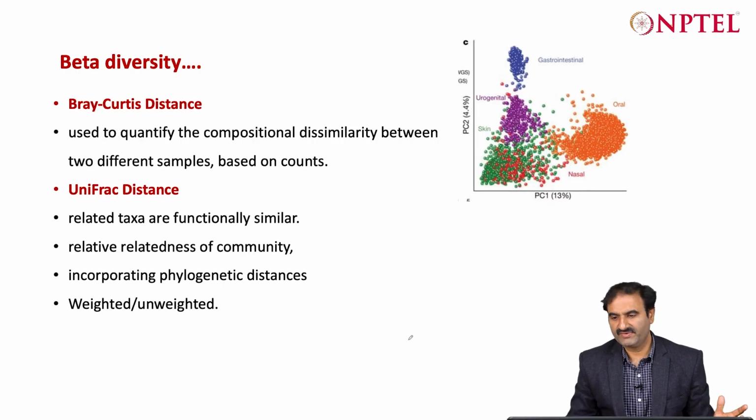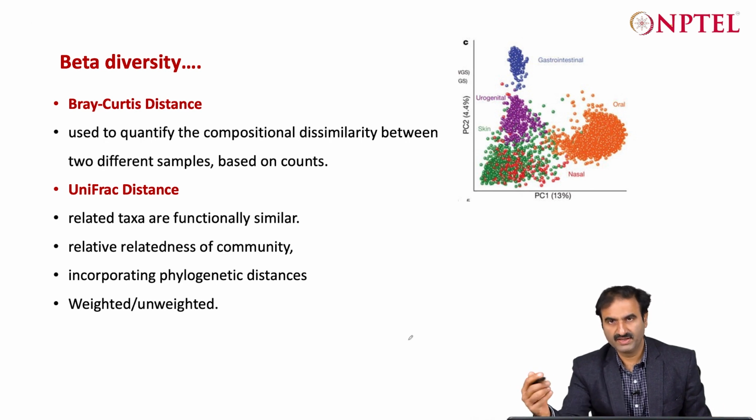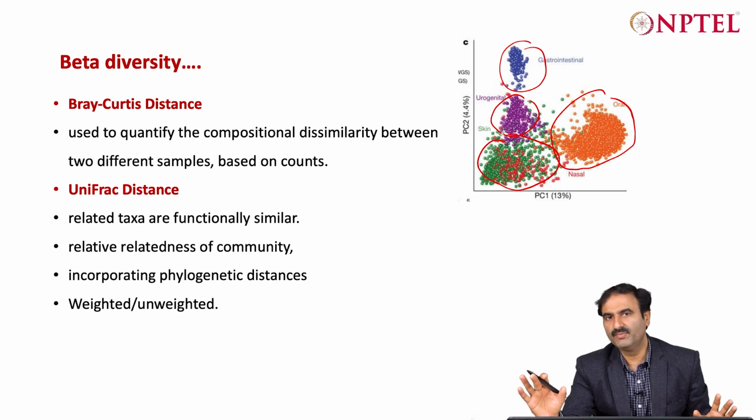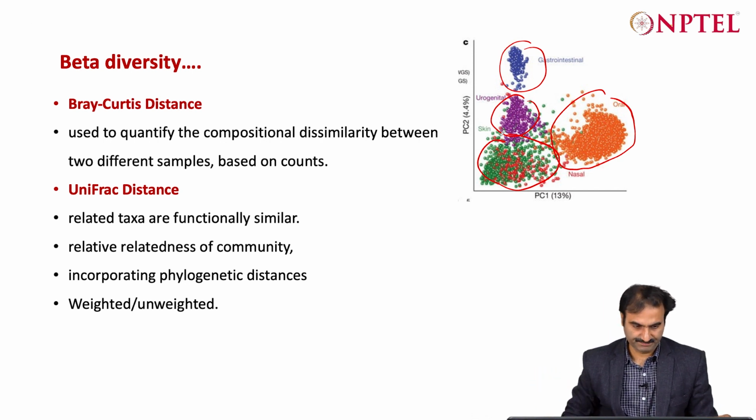For example, if I do beta diversity from multiple sites in the body, you are doing clustering based on diversity. You can see that the microbes from the oral cavity, gastrointestinal tract, urogenital tract or skin were very nicely segregated. That means the microbe distribution or diversity in these sites is very different. Those you find in skin you may not find in the gut, or some may overlap, but mostly they are different.